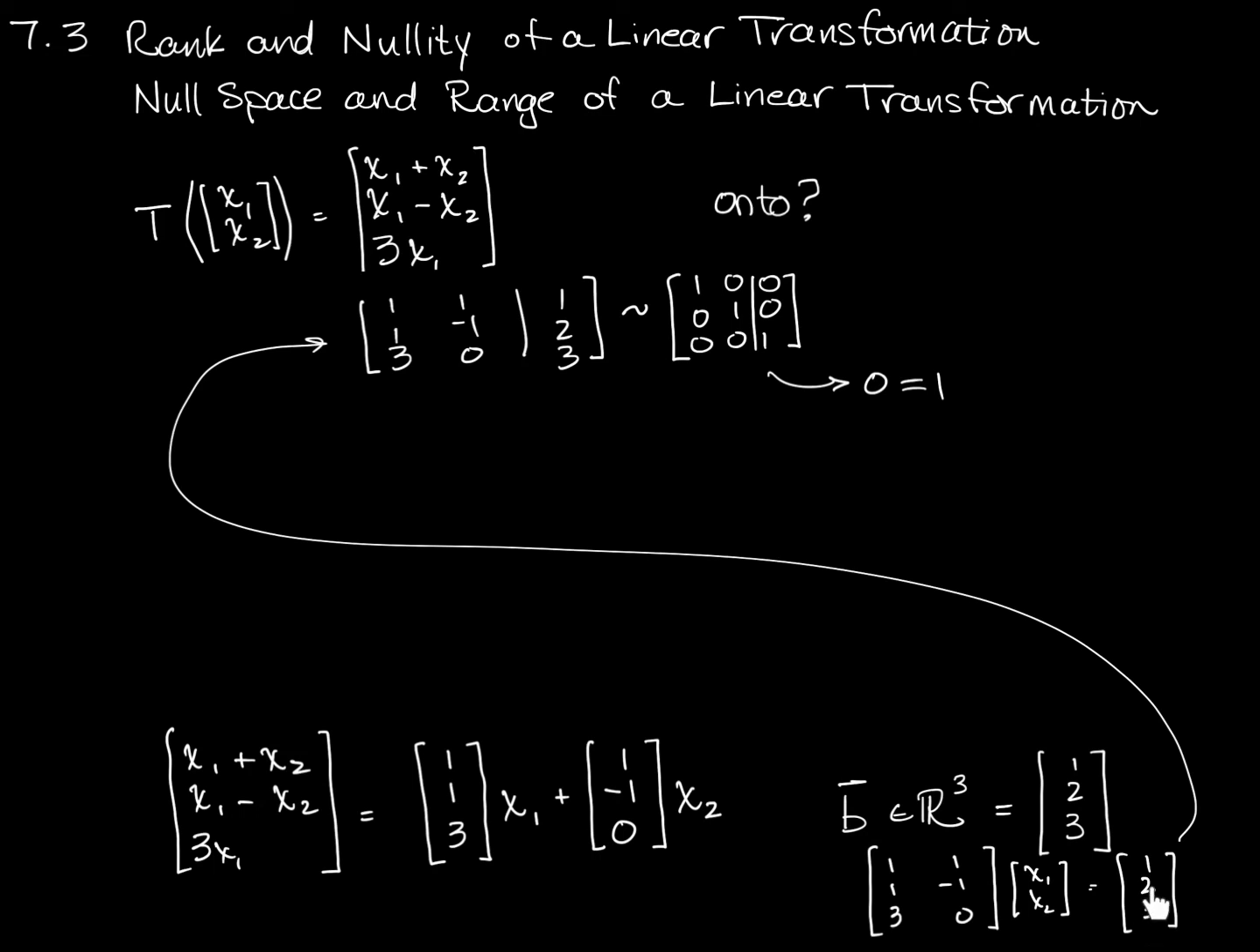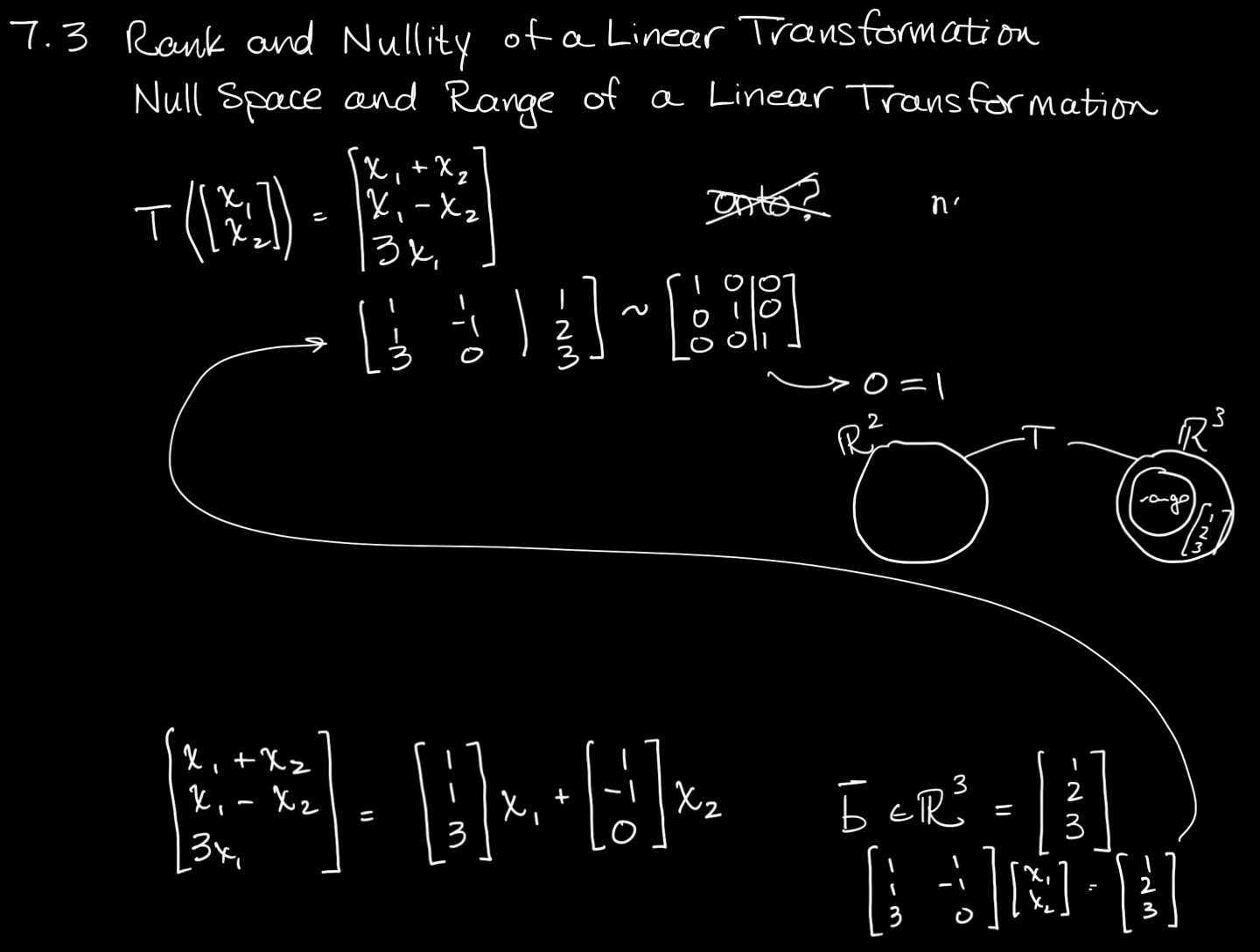And so what that means is that this vector does not satisfy this transformation, and yet this was a vector in R3. So if I draw my transformation again in this form, I found this vector, 1, 2, 3, outside the range of the transformation, and therefore T is not onto.